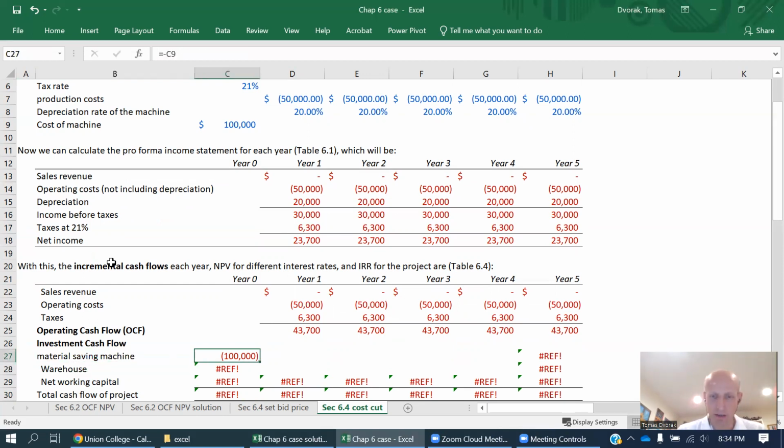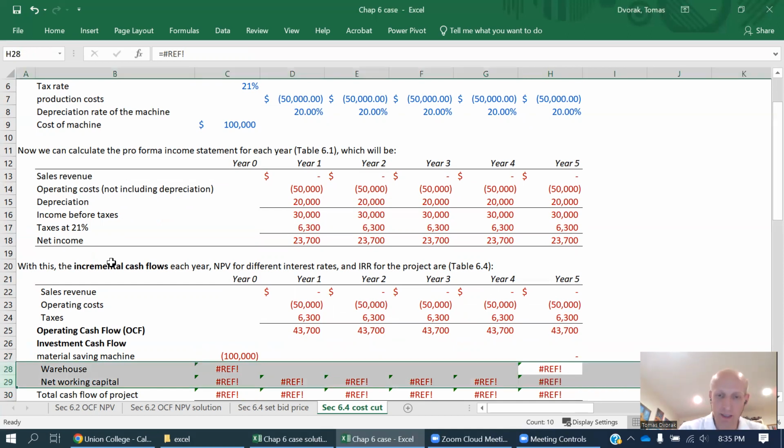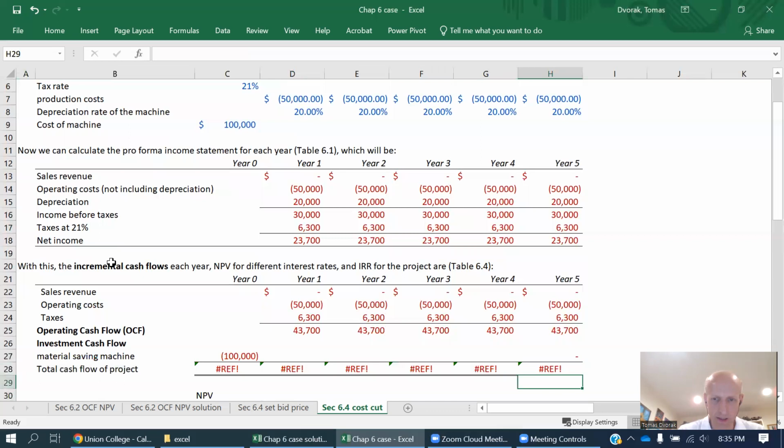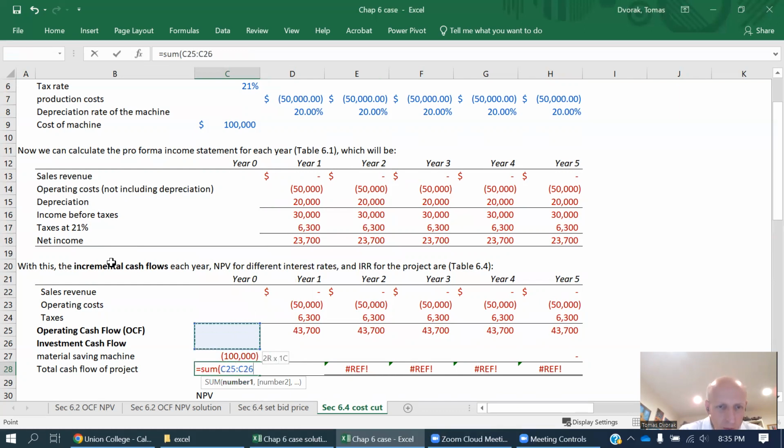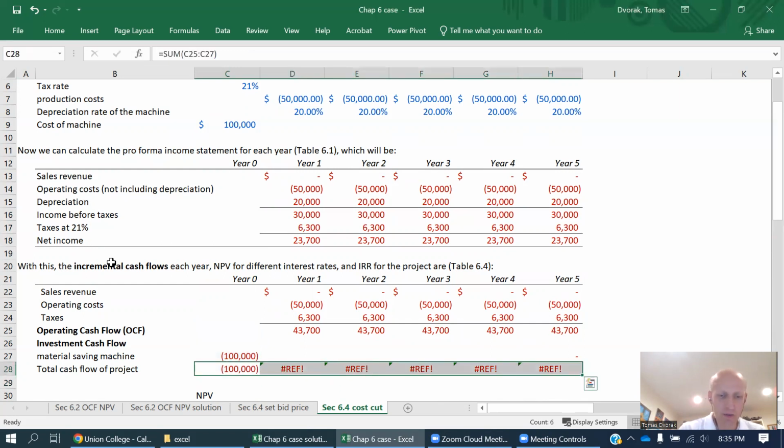We spent 100K on it, but unlike in the previous scenario, we get 0 at the end. So we can change that cell to 0. There's no net working capital. There's no warehouse. Let's delete those cells, and the total cash flow of the project is going to be just the sum of all the way from operating cash flow to the investment cash flow. I'm going to hit enter on that, Control R, and there it is.